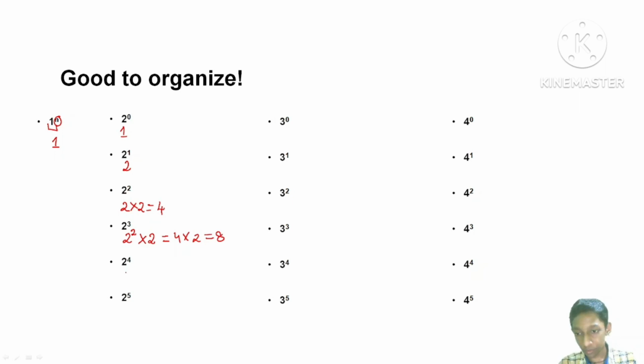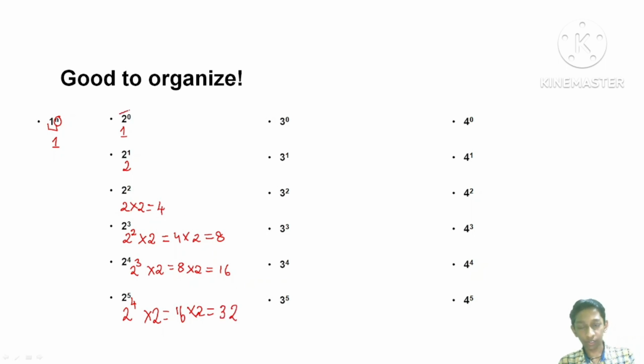2 raised to the power of 4 can be written as 2 raised to the power of 3 into 2. 2 raised to the power of 3 is 8. 8 into 2 is 16. Now 2 raised to the power of 5 can be written as 2 raised to the power of 4 into 2, which equals 16 into 2, that is 32.